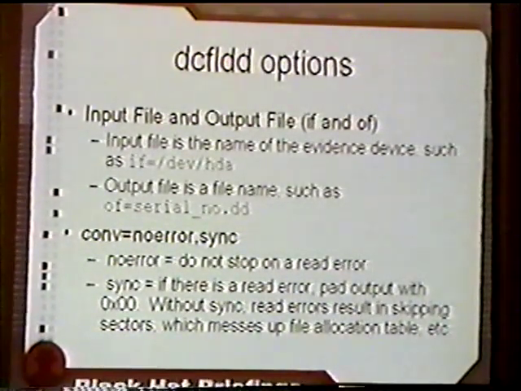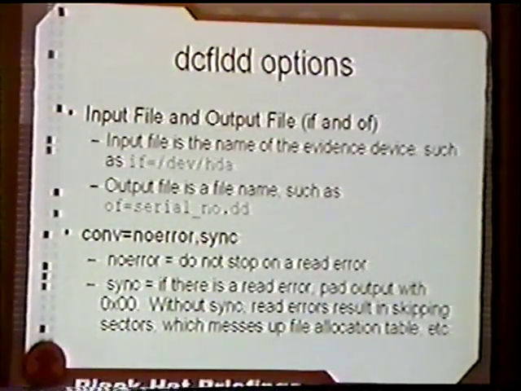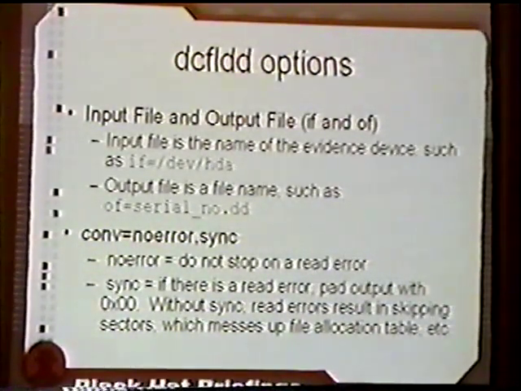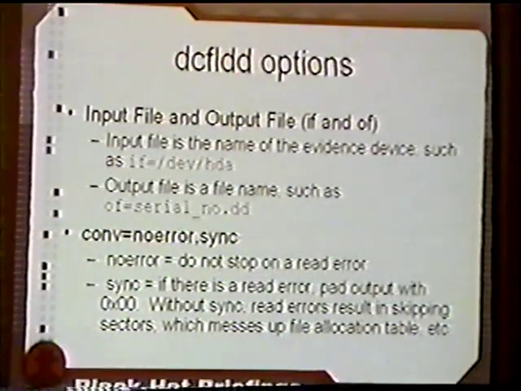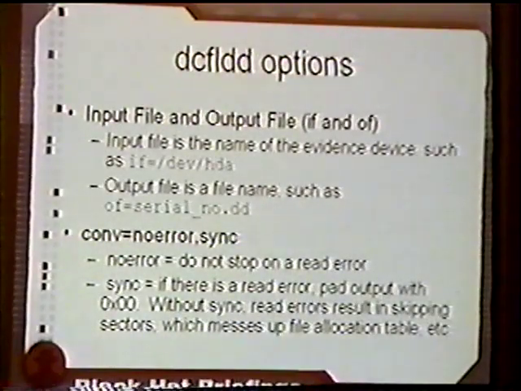You actually could use DCFL-DD or DD or anything to make an exact copy of a drive, to copy from one to the other, just by specifying another device name here. But again, that doesn't really help us all that much. We want to create a file because that's much easier to analyze. So you just create the output file.